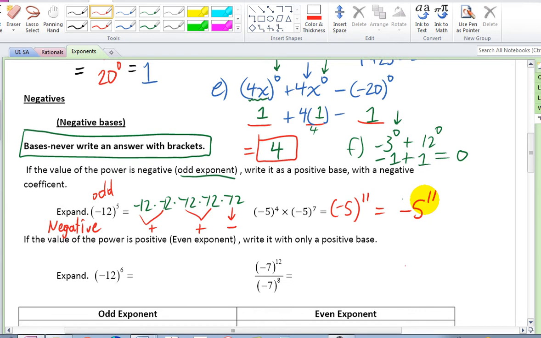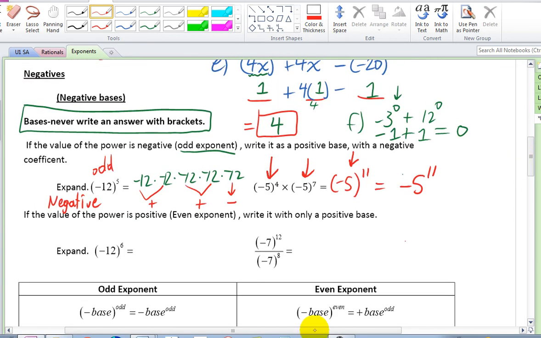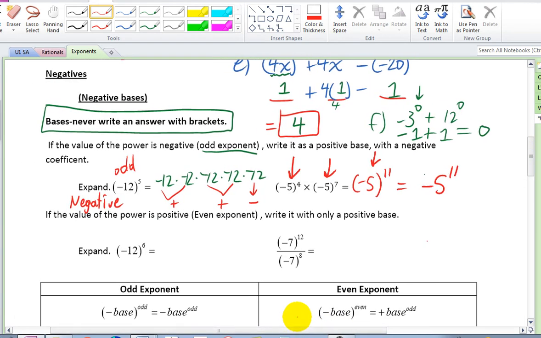Okay, so the last step is always deciding on what to do with your negative sign. Do not do that sooner. I didn't even talk about it here or here. I looked at it right at the very end. Okay? So, here, if the value of the power is positive, then you should have, it's when you have even exponent.